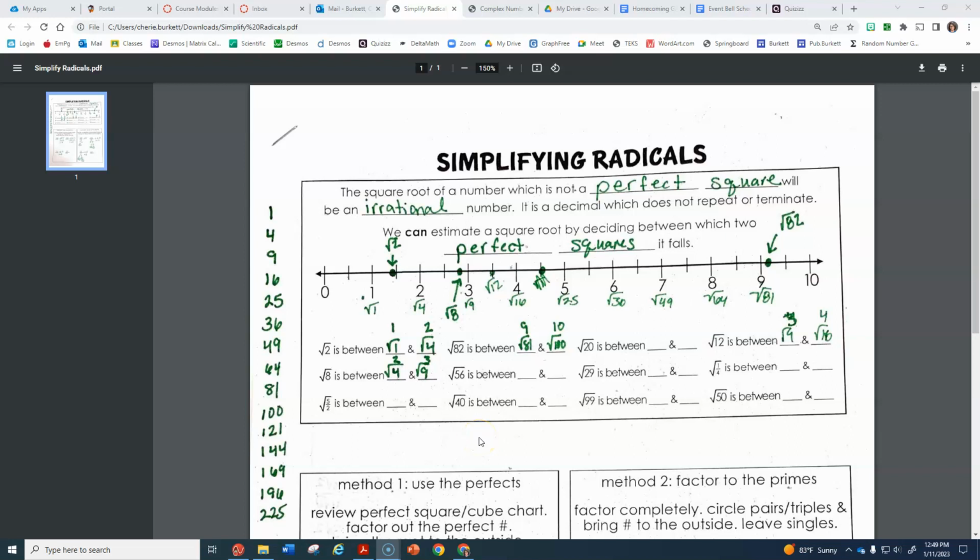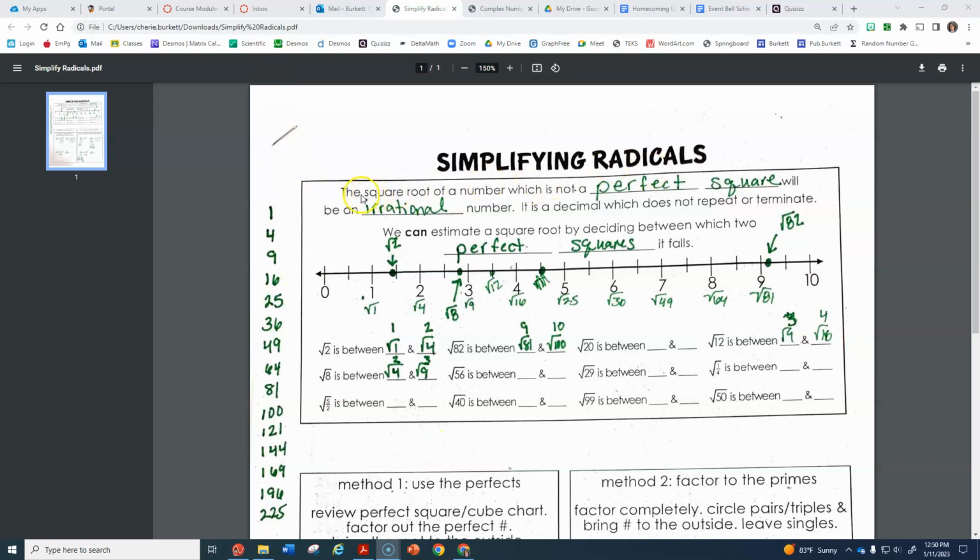Okay, so when you're simplifying radicals, the first thing you want to do is have either memorized in your head or literally physically written down on a piece of paper this list right here of perfect squares. The more comfortable and familiar you are with these perfect squares, the easier this process will be.